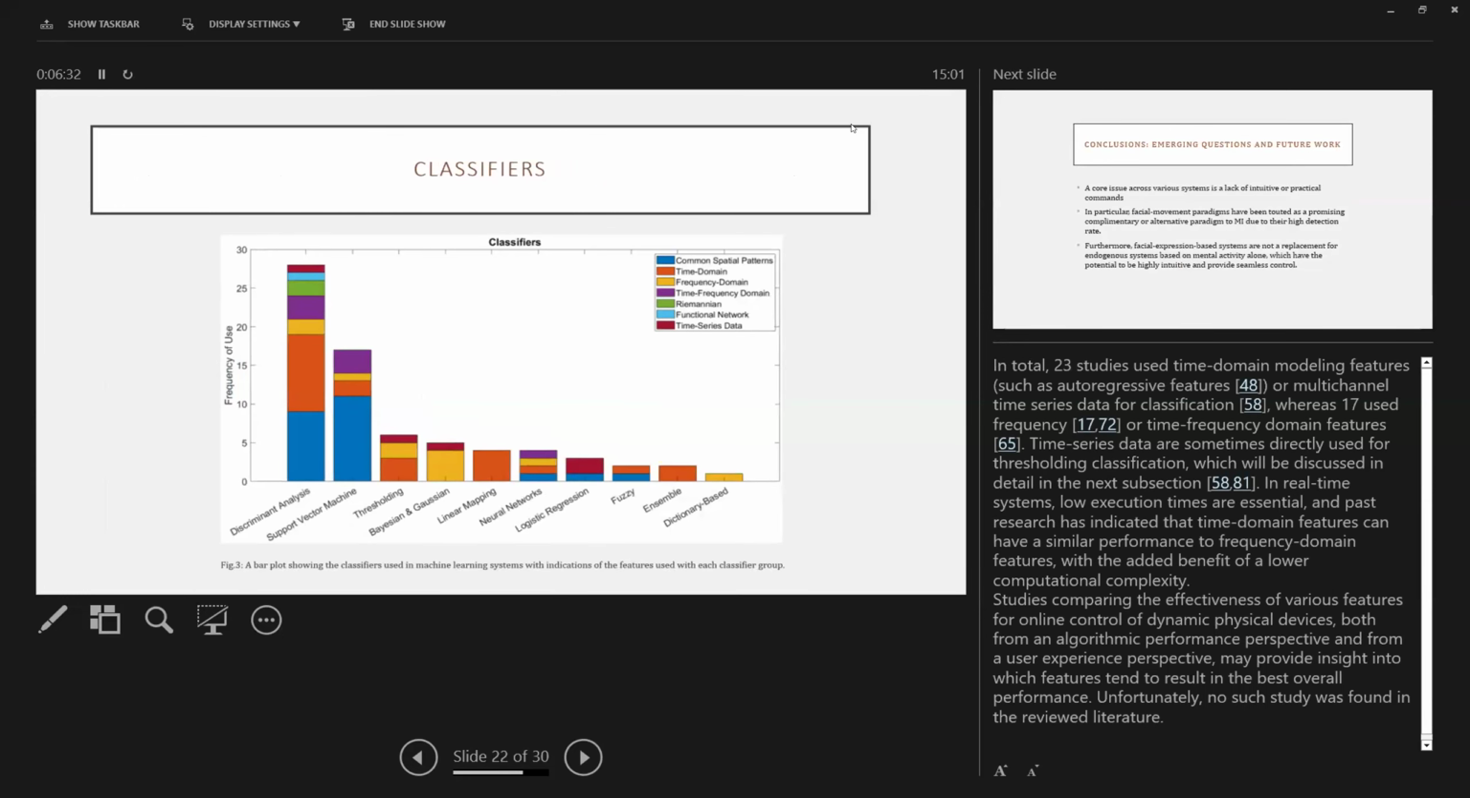And this is the chart for the classifiers which have been used most frequently. On the x-axis, we can see the number of classifiers, and on the y-axis the application in the research work.